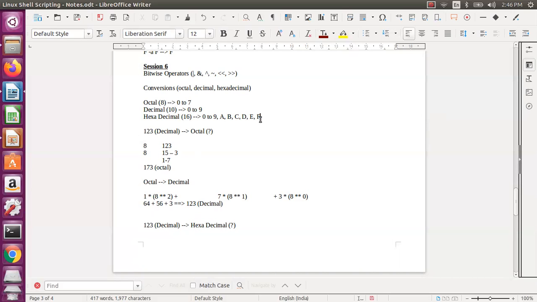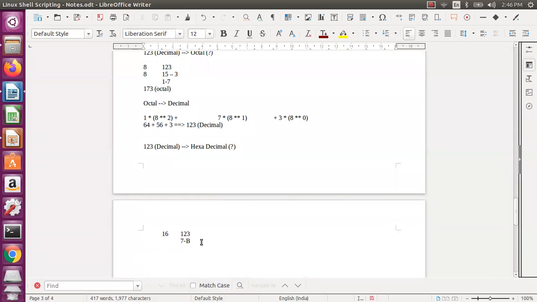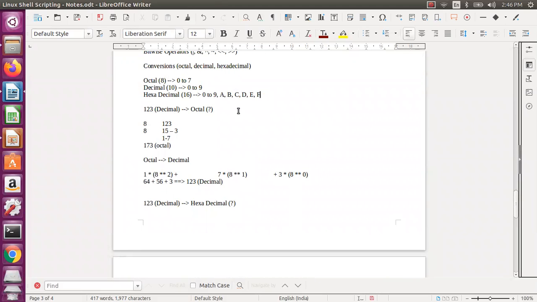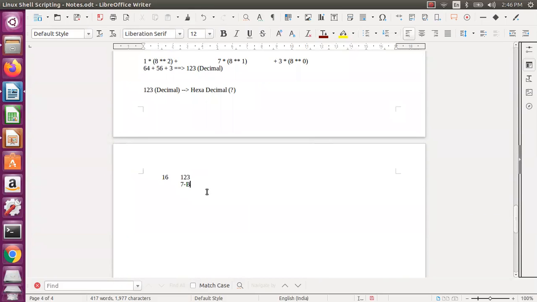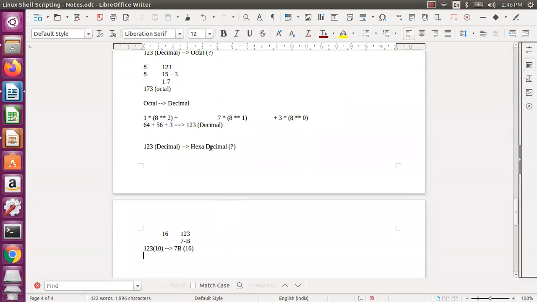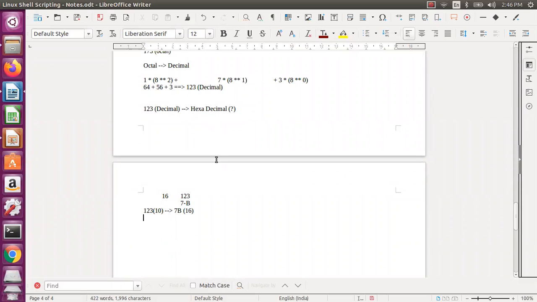So this is 10, 11, 12, 13, 14, 15. Here A is 10, B is 11, C is 12, like that in decimal. So that is what these hexadecimal values are. Now you have 7B, which is a hexadecimal value. So 123 decimal is nothing but 7B in hexadecimal. I am writing the radix here instead of writing it down, because it is difficult to write in this Word document. So this is how you convert that.